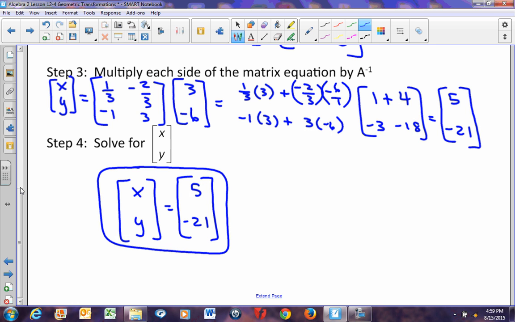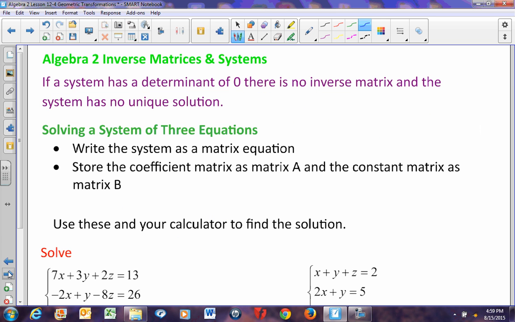And I will not make you do a 3 by 3 by hand. Okay? We'll make you do some other ones. And remember, if the system has a determinant of 0, then there's no inverse matrix, and it does not have a unique solution. Alright, let's take a look at it. This system has a determinant of 0, and we just said that. Solving a system of 3 equations, right? This system is a matrix.